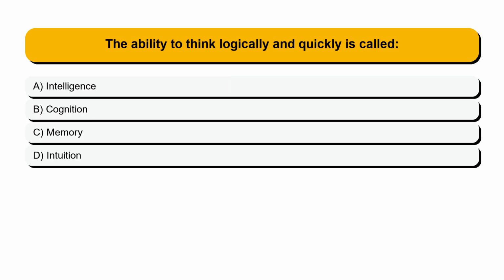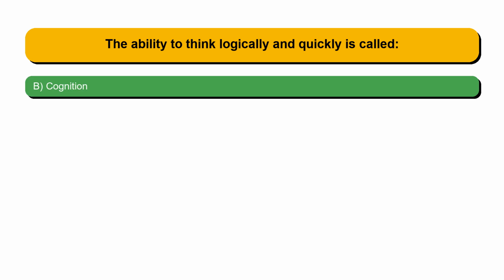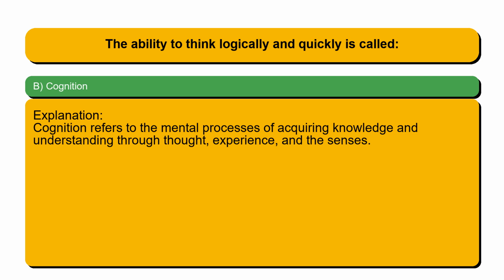Question 12. The ability to think logically and quickly is called Option A, intelligence. Option B, cognition. Option C, memory. Option D, intuition. The correct answer is option B, cognition. Cognition refers to the mental processes of acquiring knowledge and understanding through thought, experience, and the senses.